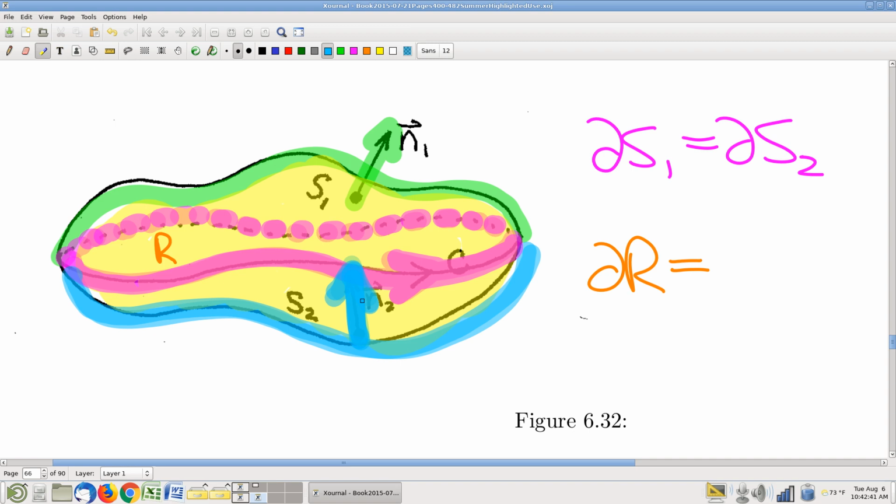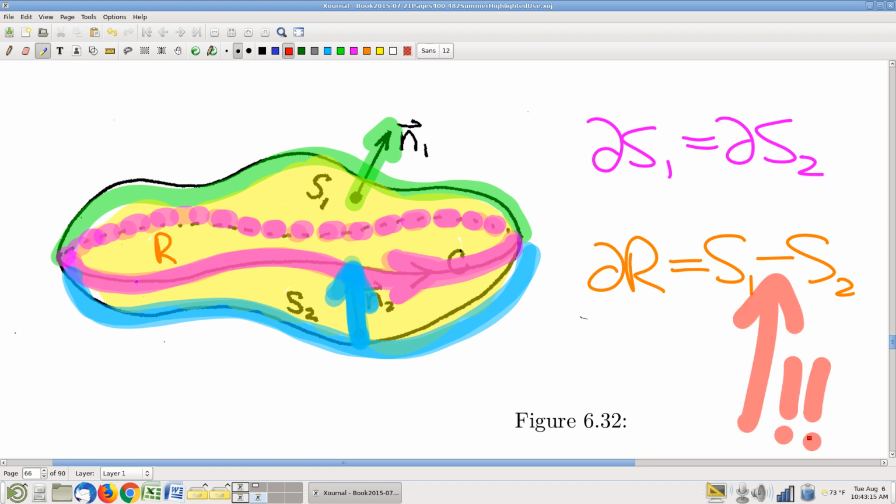It's tempting to say S1 plus S2, but it's not. It's S1 minus S2, right? S2 is oriented inward. Boundaries are oriented outward. If I say plus S2, then I've got the wrong orientation on that bottom part of the boundary. So the boundary is S1 minus S2. And again, we have this minus sign.